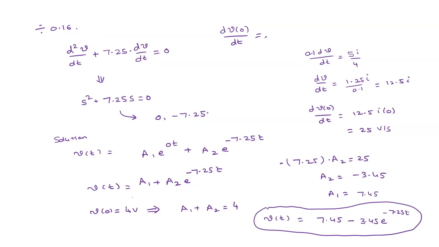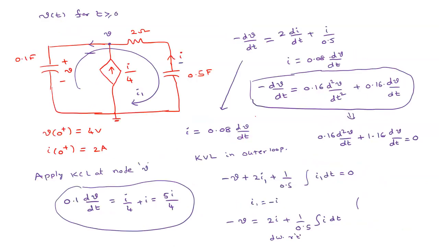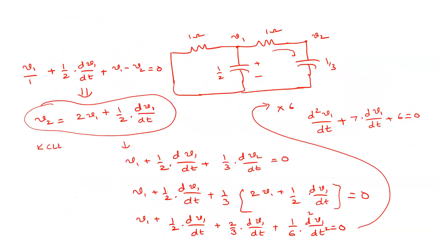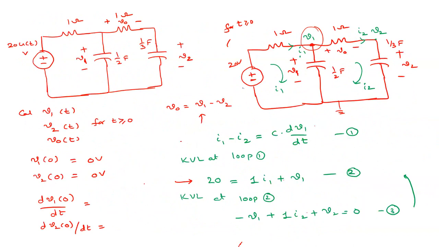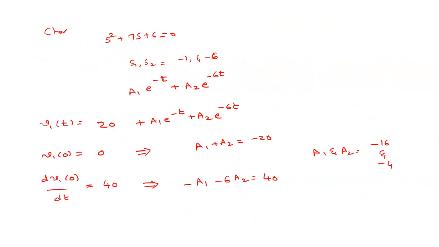Sir, if V infinity is 0, and we put t equal to infinity, we are not getting 0, no, sir. The first thing is that we need not add the V infinity term. Why? Because when writing the differential equations, we consider all the elements; we have not neglected any sources. In previous cases, we neglected the voltage source for simplicity. Here we neglected this 20 volts voltage source, so that's why we added it. Understood? Yes, sir.